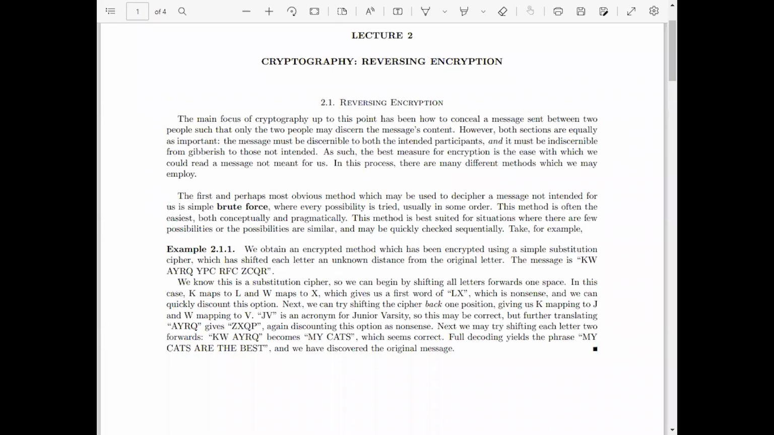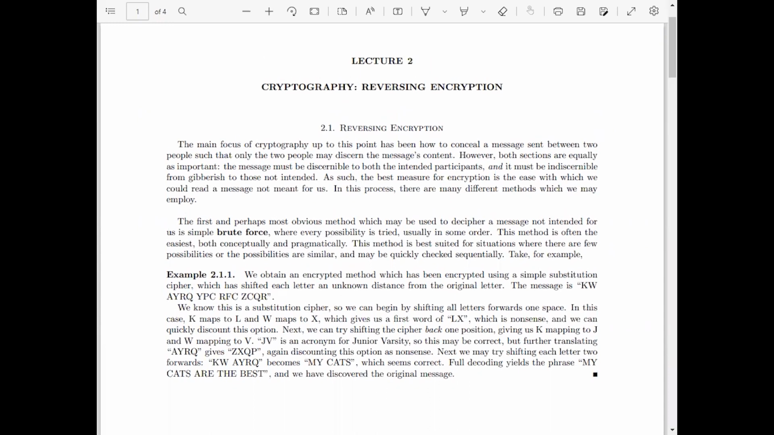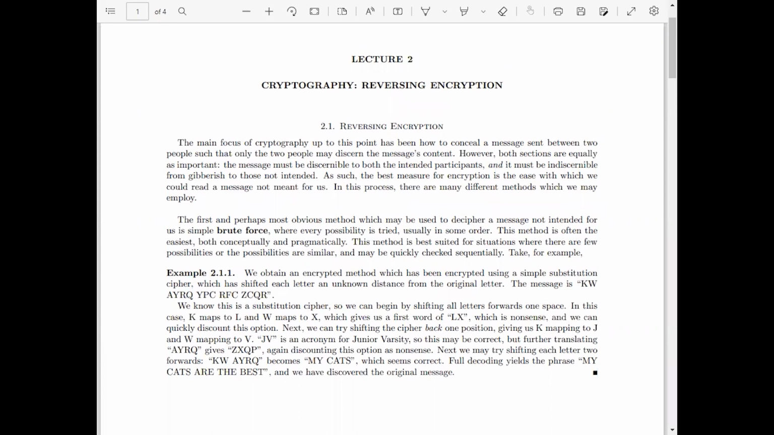Hello, everyone, and welcome back to the second lecture in this two-part series about the mathematics of encryption. Unlike last lecture, where the focus was on making sure that people who we don't want to read our messages can't read our messages, this lecture is going to be entirely focused on the exact opposite.